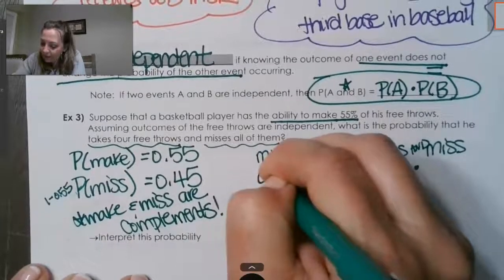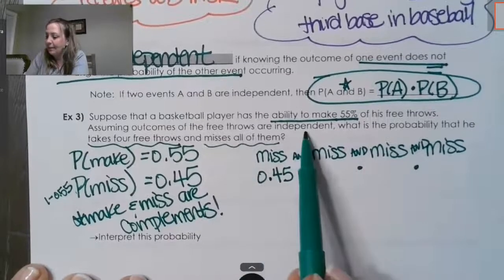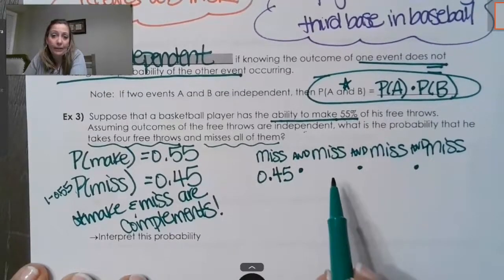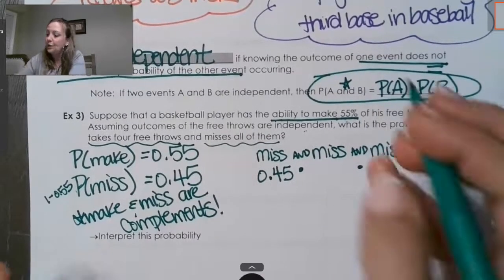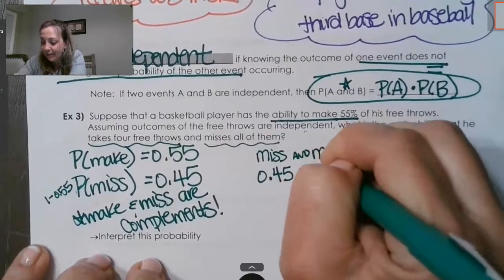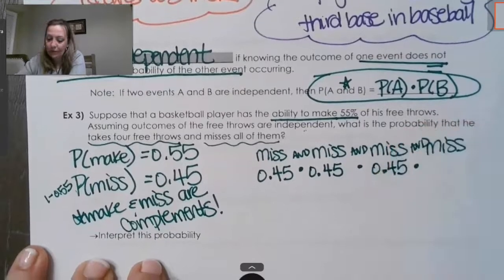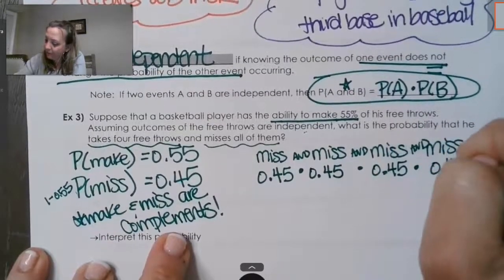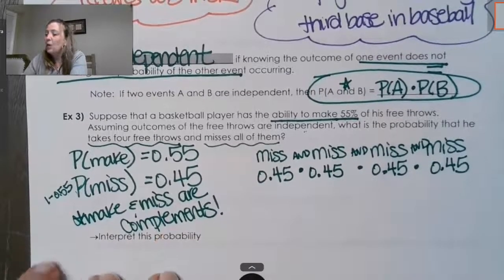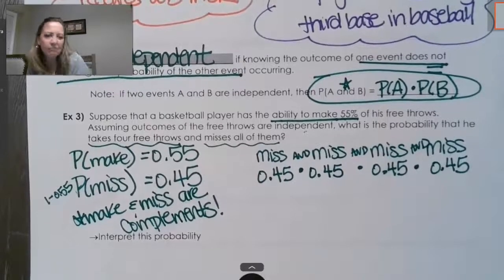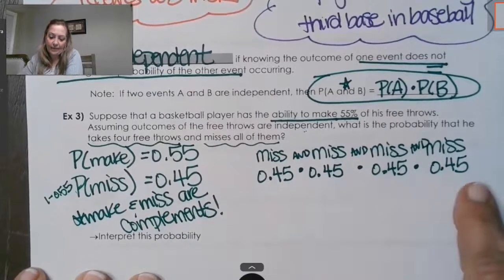So the probability of this first miss is 0.45. Now, because the outcomes are independent, that means that the probability of missing a second time is not affected by the first, which means that the probability is the same, 0.45. And then it follows that that's the same for the third shot and the fourth shot. So 4 free throws, all misses. So we want to put this in the calculator, but before we do that, what's a better way for us to write 0.45 times itself 4 times?